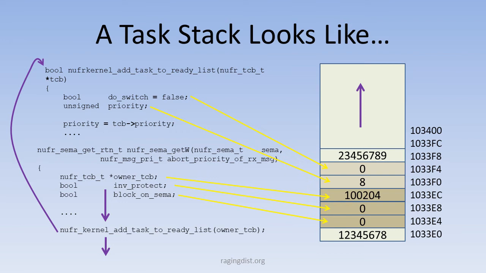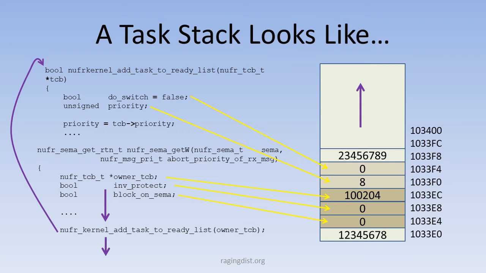This function call, which is also called a procedure or a method. This NUFR kernel add task and ready list will direct the thread up to the top here, and I didn't show all the execution, of course, and we'll execute that and return back. Now, what I'm trying to illustrate here is what's shown on the right.